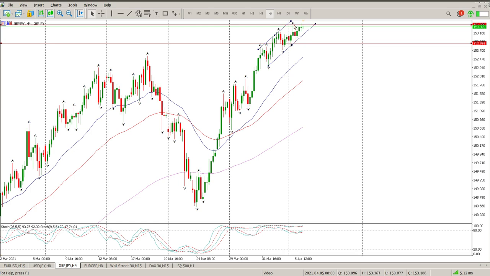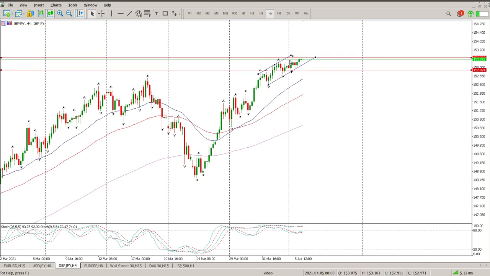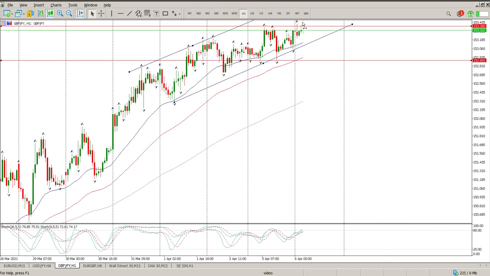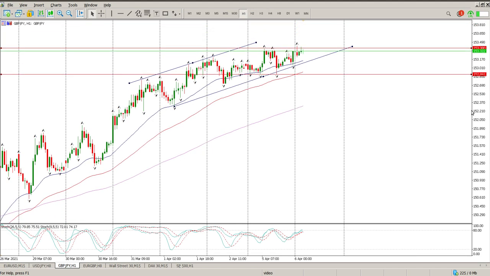Okay, so that is a channel. Remember, when you're getting a channel in a bull trend like this, you have a 25% probability of a break to the upside, but you've got a 75% probability of a break to the downside. So that's kind of the moral of the story there. So I am anticipating either a sideways move or a break to the downside.